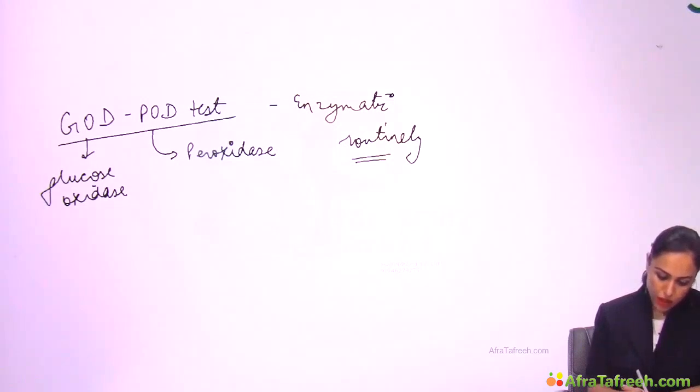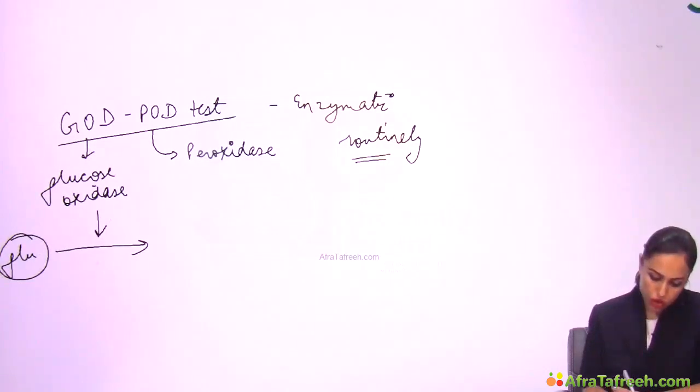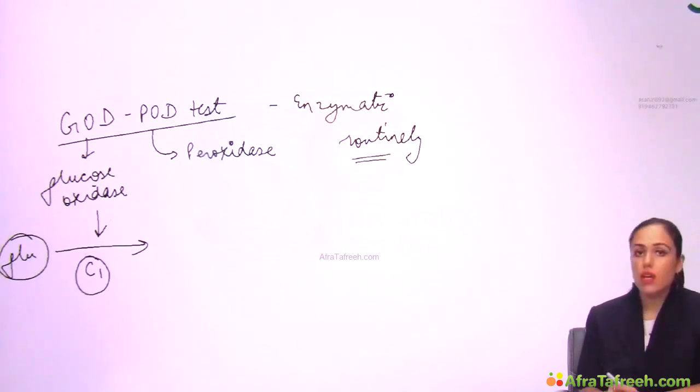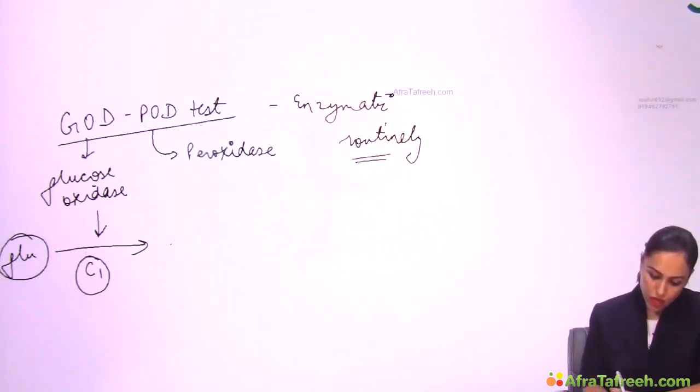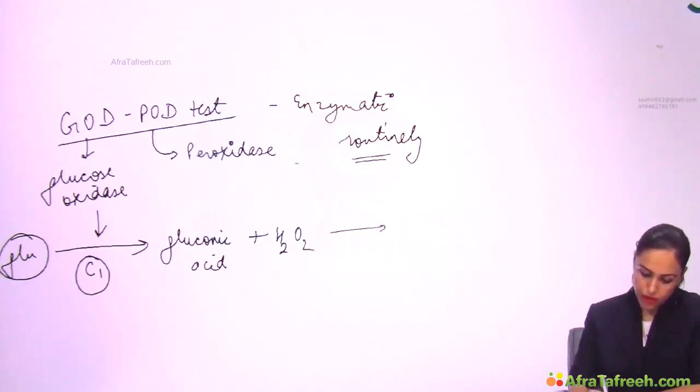When glucose is there in the sample, it is first taken up by the GOD enzyme, and now oxidation will occur at C1. When oxidation occurs at C1, then aldonic acid is formed. In case of glucose, it is known as gluconic acid, and some amount of H2O2, that is hydrogen peroxide, is also produced. Now this hydrogen peroxide will be taken up by peroxidase enzyme and a colored compound is formed.